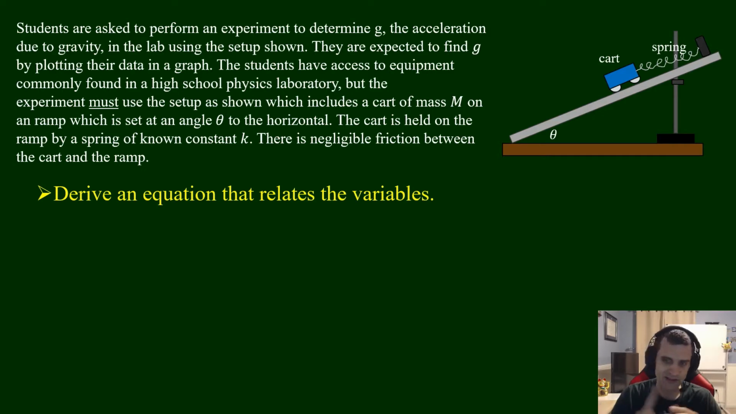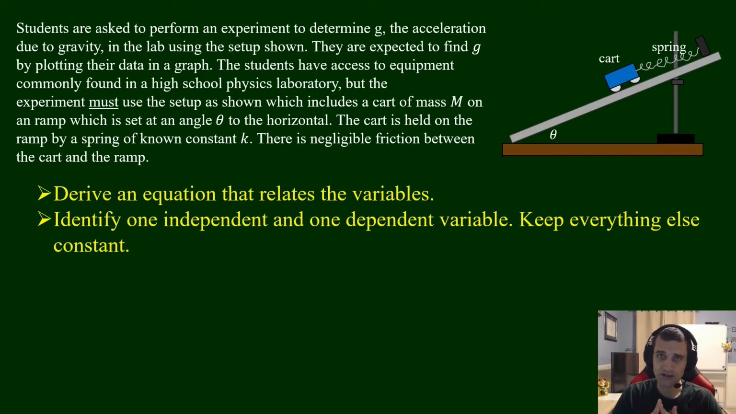So we have a cart, it has mass. There's gravity, so we have g as well. Spring constant k is known. The incline has an angle theta, so we want to relate all those variables in an equation. And then from those variables, we need to keep most of them constant, and then we want to have two variables that change. An independent variable, one that we're going to vary, and then a response variable, or a dependent variable that responds to how we change the independent variable. Everything else needs to be constant to reduce uncertainty.